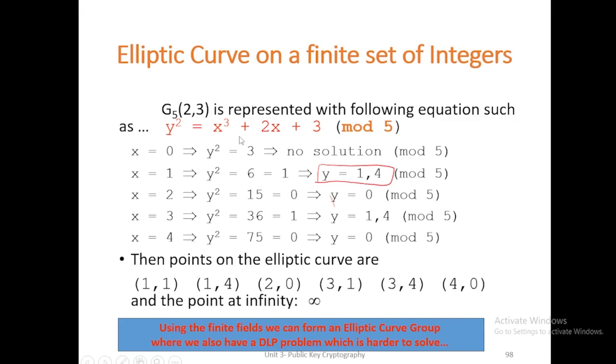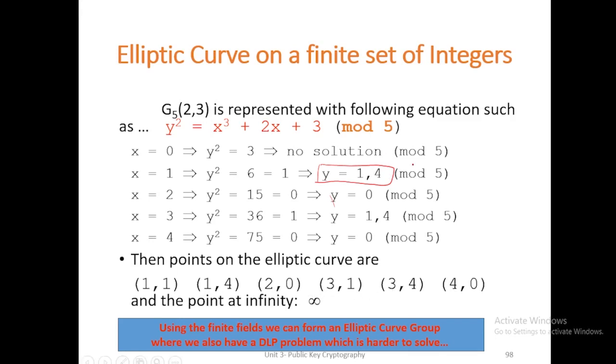And x equal to 4 means 4 cube plus 2 into 4 plus 3. Answer is 75. Y squared equal to 75. 75 mod 5 is 0. So y is equal to 0. So the points are (1, 1), (1, 4), (2, 0), (3, 1), (3, 4), (4, 0).